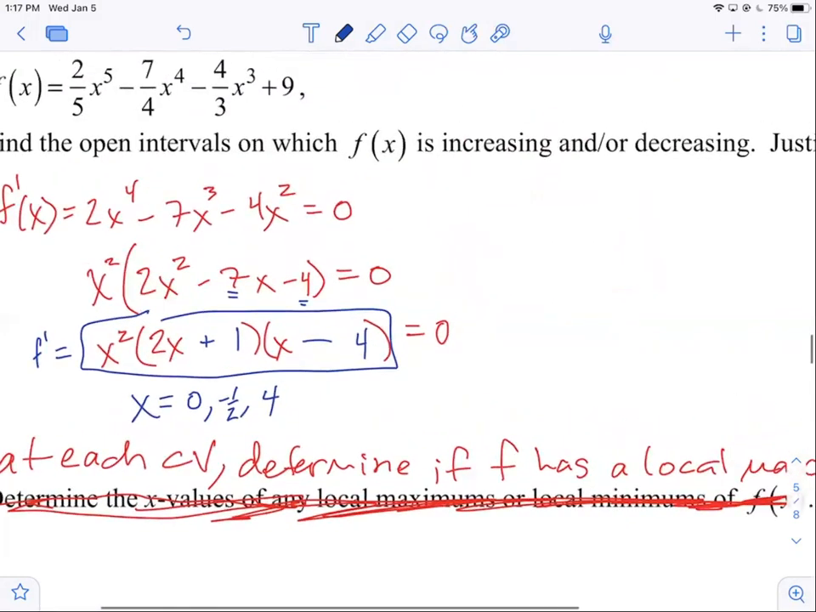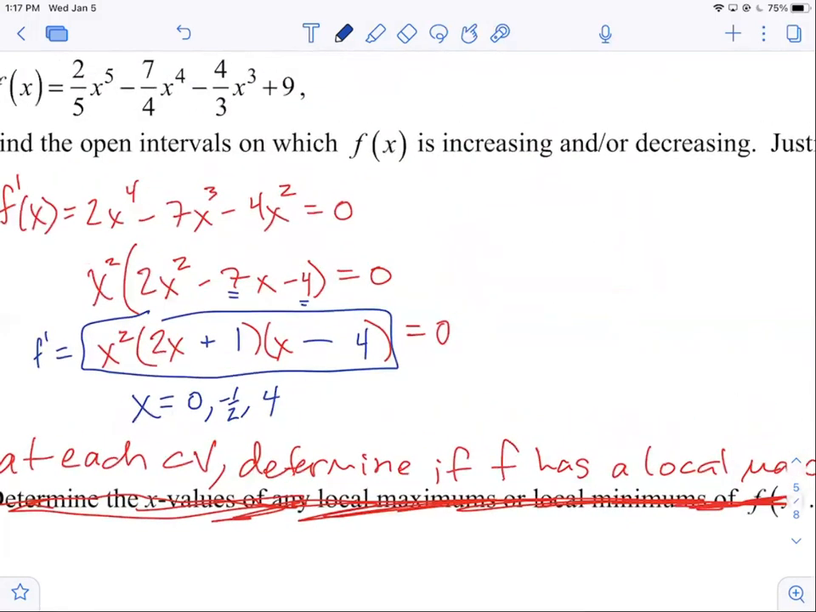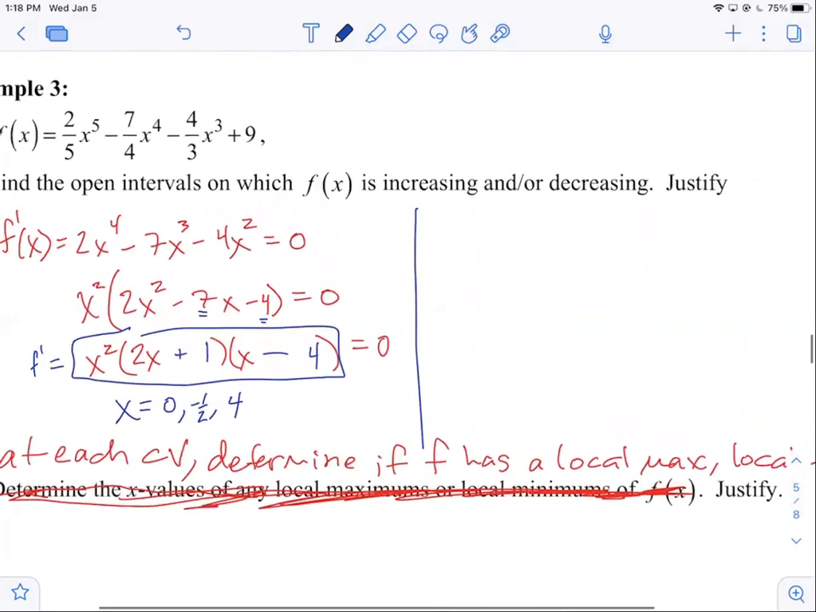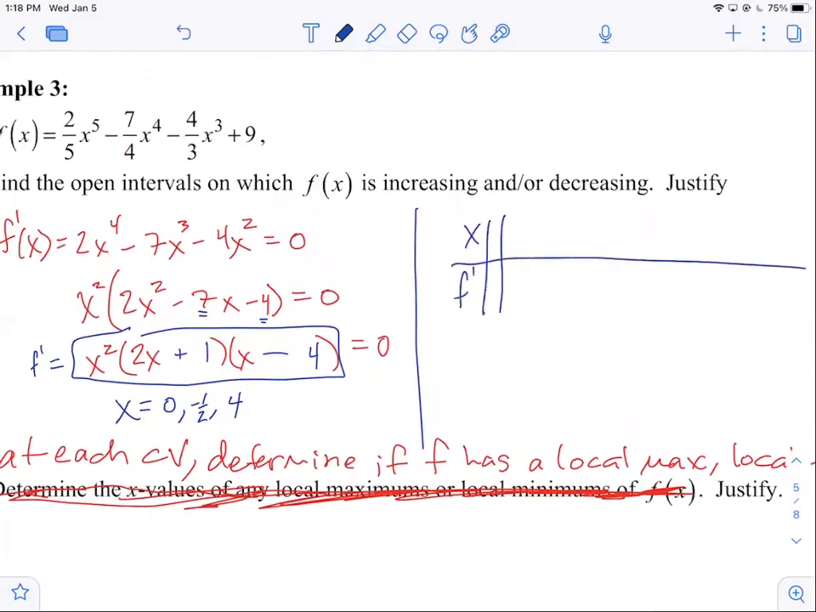If we were doing EVT, maybe if those live on the open interval, we'd include them and find their y values. But we're going to do a number line chart now. So we have x and f prime, and we have to put them in order, right? That's why it's a number line graph. -1/2 is the smallest, 0 is the next largest, and 4 is up here. With 3 critical values, we create 4 intervals to test. That's all we're doing, just testing intervals.